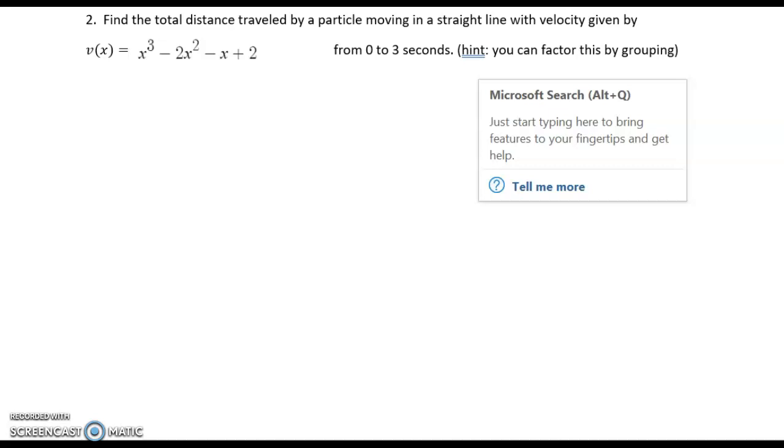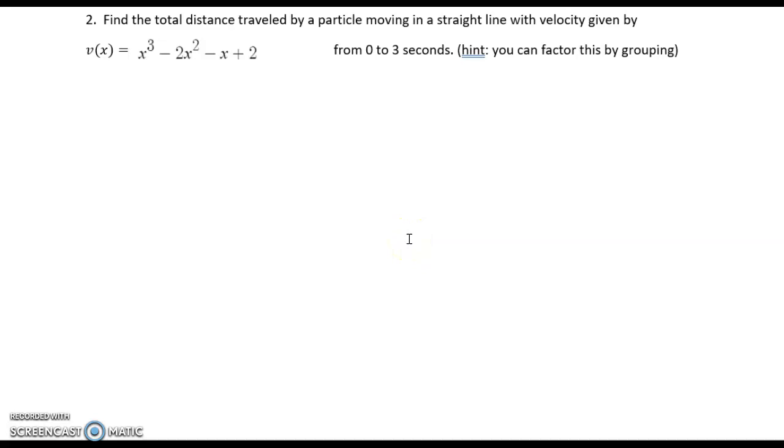Okay, for total distance traveled, remember, from 0 to 3 seconds, if this is the velocity function that represents the velocity of a particle moving in straight line motion, with right being positive, left being negative, that means that whenever this function is negative, then it's moving to the left. Whenever it's positive, it's moving to the right. So to get the displacement of the particle, we can integrate from 0 to 3 this function.